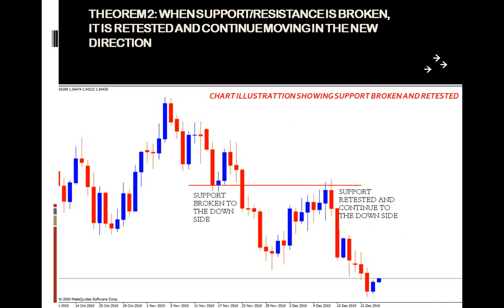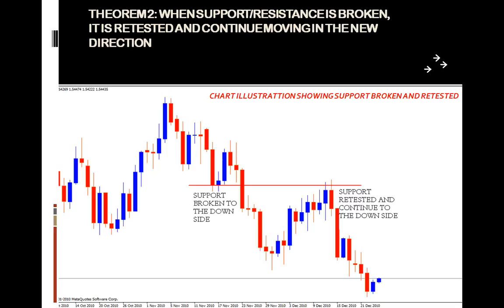Theorem 2. When support or resistance is broken, it is retested and price continues moving in the new direction. Let's look at this chart again. We have support broken. At that support we have an evening star. The support is broken to the downside, and once it was broken, it came back again to retest that broken support level, and price started to move down, and we'll see a bearish continuation movement in price.